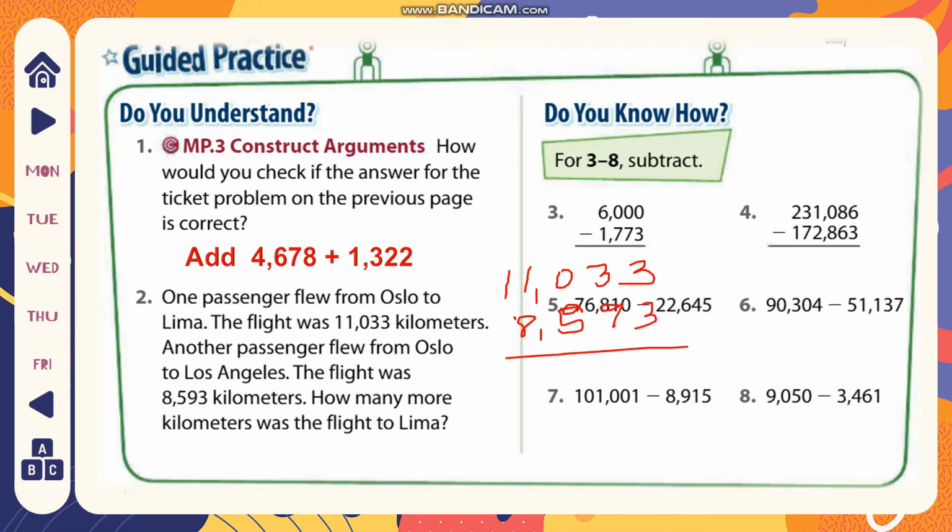So 3 minus 3 is 0. 3 minus 9 cannot be. We need to borrow from 1, not from 0, because 0 has no value. So 1 becomes 0, and this 0 becomes 10 now. So we need to borrow from 10. 10 becomes 9, so that 3 becomes 13. So 13 minus 9 is 4, and 9 minus 5 is 4.